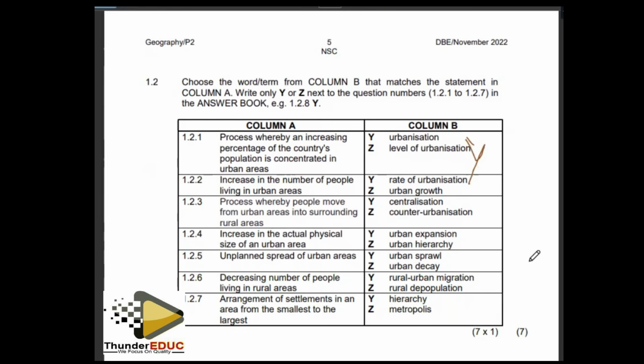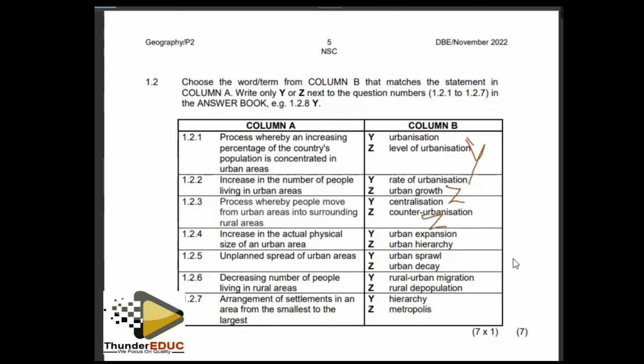Next, 1.2.2, it says an increase in the number of people living in urban areas, which is urban growth. So the answer is Z. Okay. 1.2.3, process whereby people move from urban areas to the surrounding rural areas, which is obviously counter urbanization. And the answer here is Z.